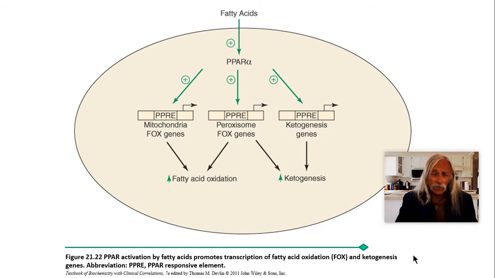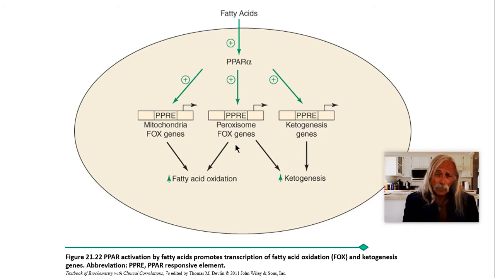What's that going to do? It's going to turn on the PPAR element for mitochondrial FOX genes. Those are the fatty acid oxidation genes. It's going to turn on peroxisome fatty acid oxidation genes. It's another really important pathway because that's going to do partial degradation of fatty acids. It's going to allow them to reside in the peroxisome, and because of that, it's going to allow for retailoring of the membrane phospholipid component. And it's also going to turn on ketogenic enzymes at the transcriptional level.